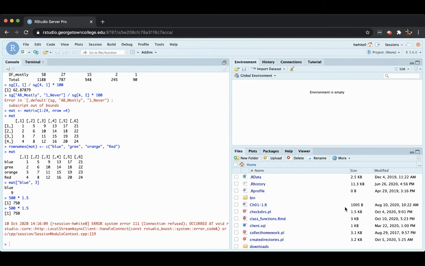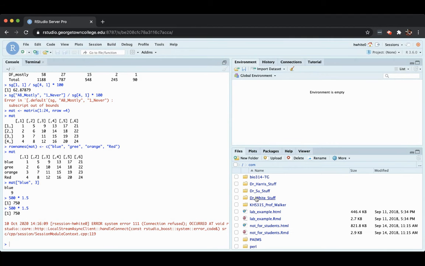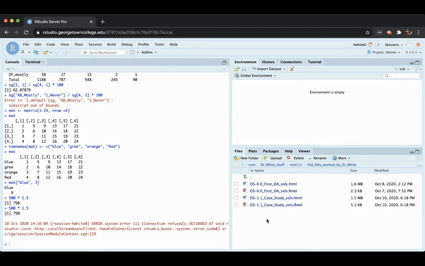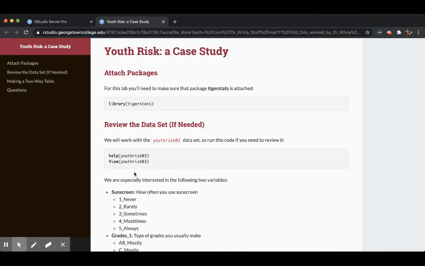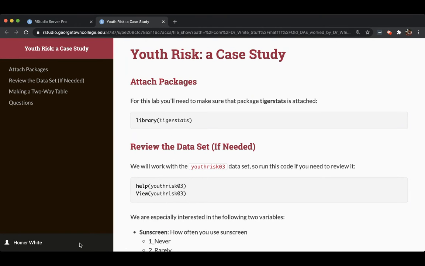If you are to look at the solutions, which I strongly recommend that you do, then in your files pane, go to the /com, then Dr. White stuff, Mat 111, old DAs, work by Dr. White. You'll find an R Markdown version and also the knitted HTML version. It will probably suffice to look at the HTML version. So you click on it and ask to view in web browser because it's a web page. And up it comes. And I'm going to make this a bit larger for you to see.